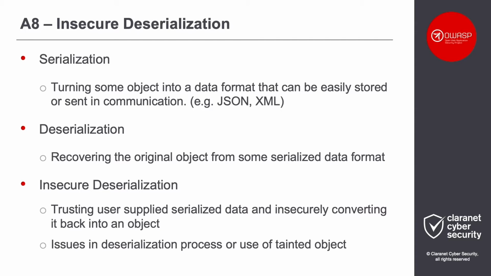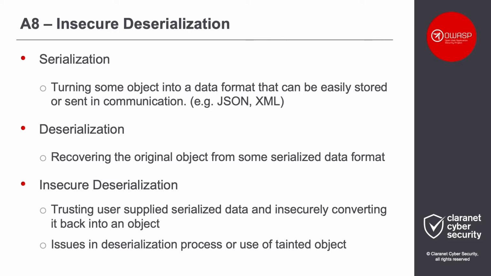This is known as serialization. Many serialization formats are easily readable by humans, such as JSON or XML, where you can see simple key and value pairs. Other formats, such as Java's object serialization format, require some manipulation before they can be understood. Deserialization is the process of recovering the original object from some serialized data. A simple example of this is parsing a JSON file in JavaScript.